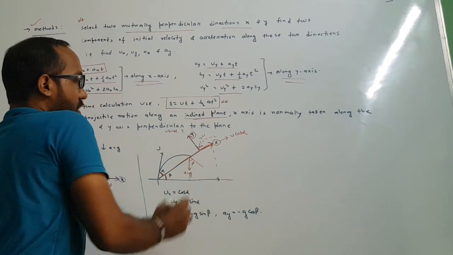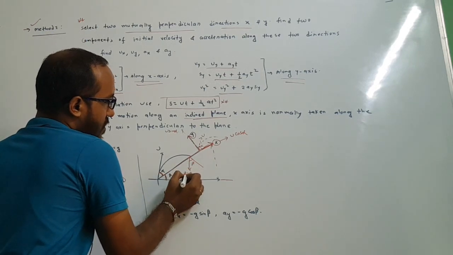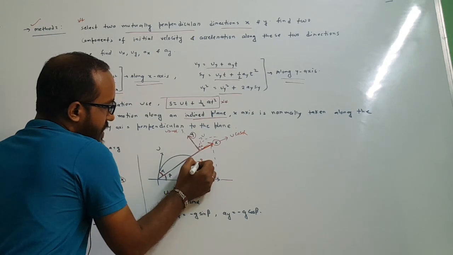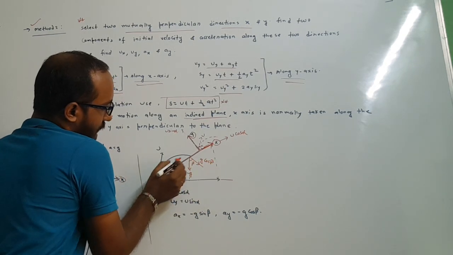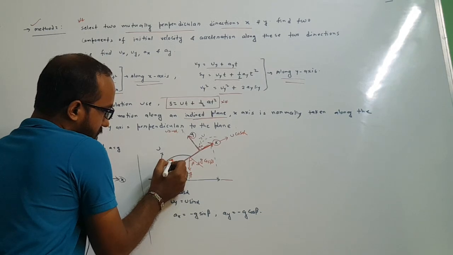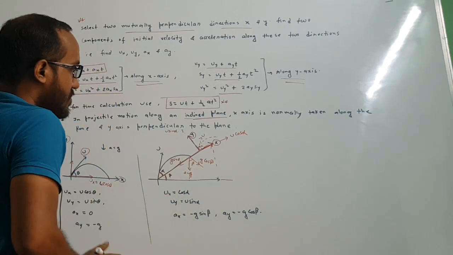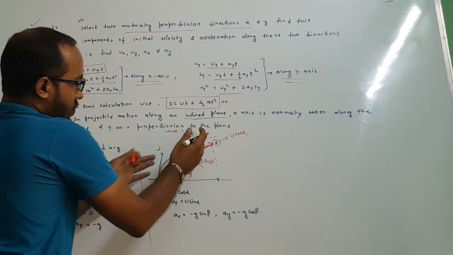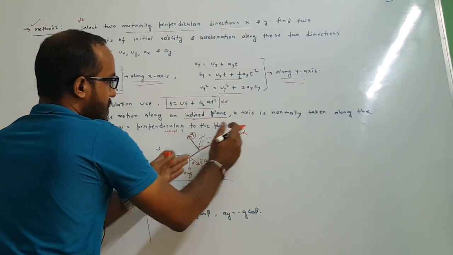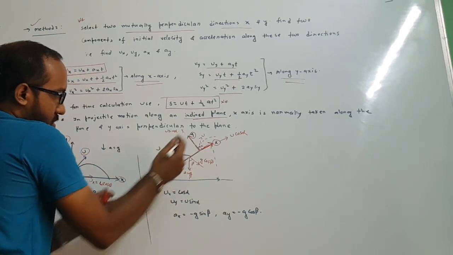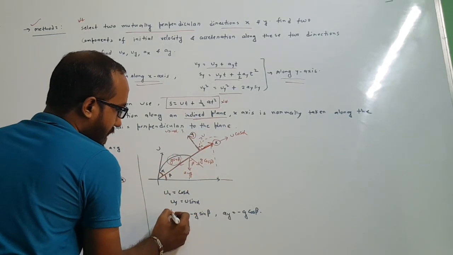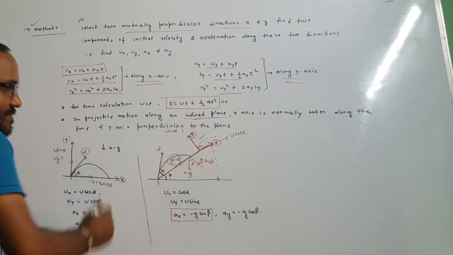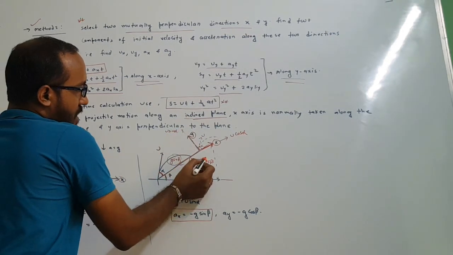This will be beta. Now if this is beta, then what is the component of g? The component of g along this is g cos beta, right? And the perpendicular component along this is g sin beta. Now concentrate on this: we have taken the positive x-axis towards right, but our g sin beta is towards left. So that means our acceleration component in the x-axis would be minus, because it is in the negative x direction.